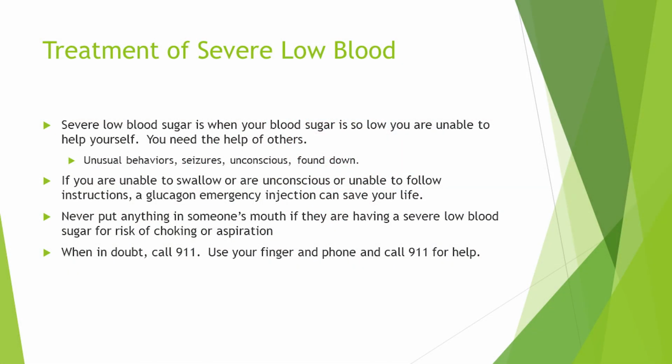So now let's talk about the treatment of severe low blood sugars. A severe low blood sugar is when you are unable to help yourself. You need the assistance of others, whether it's family, friends, coworkers, or 911. Typically, a severe low blood sugar is a blood sugar less than 54. Patients will exhibit unusual behaviors. They may have seizures. They may be unconscious and found down. They're acting funny. They're not able to do a task at work that they're usually very proficient at. They could have a very severe low blood sugar.